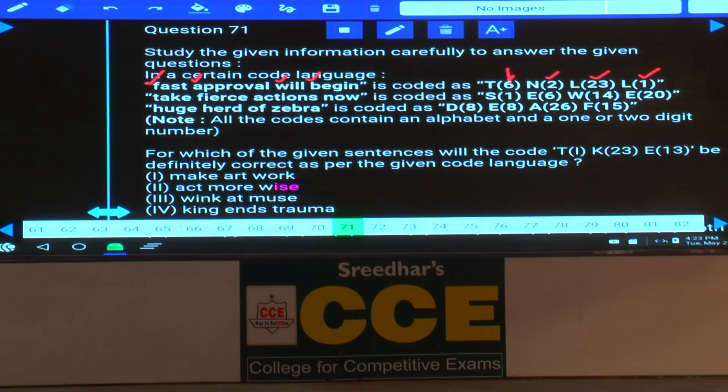And at the same time, what is the last letter here? T. Now T is the last letter. Now in this one, L is the last letter, L is 23, isn't it? And next one here, L is 1. And similarly here in the word begin, N is the last letter and this is the 1. The letter is the last letter of the given word, and the number is the value of the first letter.